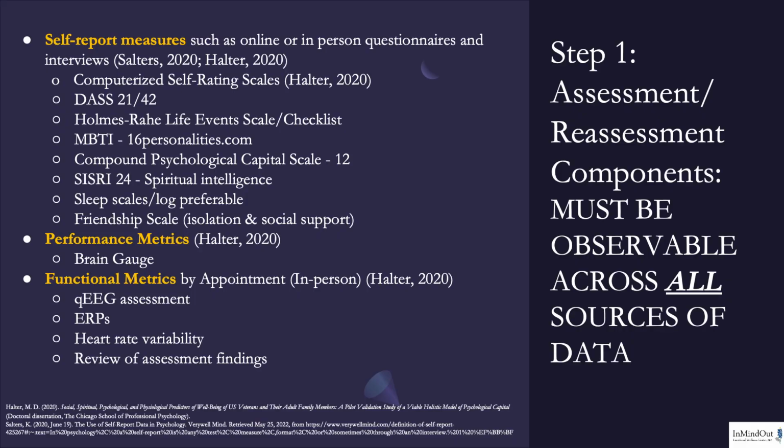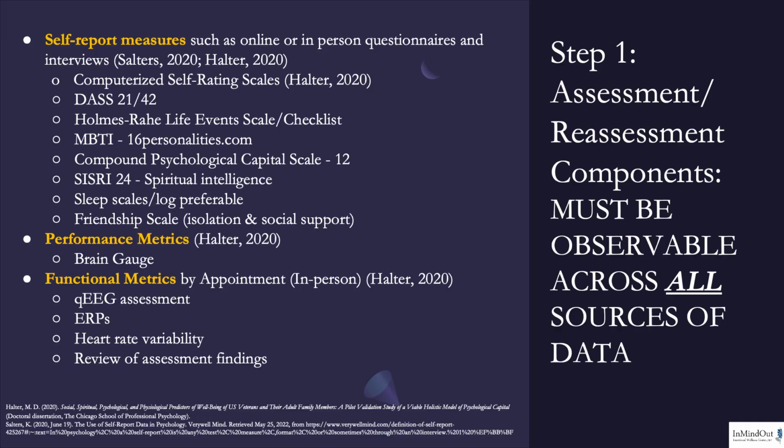Well, when it comes to self-report measures, performance metrics, and functional measures, we need to have assessments or measures that are observable across all sources. What does that mean? Well, we have to have independent sources that give us some information about the individual's overall well-being or whatever the condition is that we're trying to figure out or train. So what we need to do is come up with self-report measures. And then from those self-report measures, and I'll go over that in a little bit, we need to use that information in a certain way.